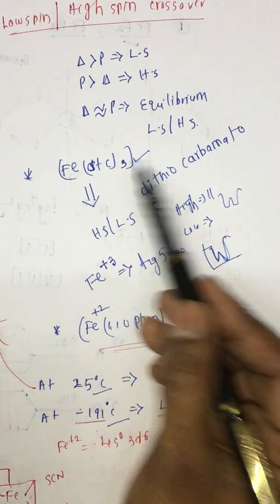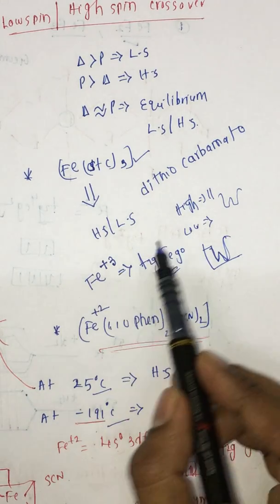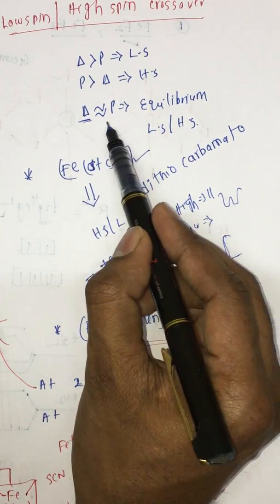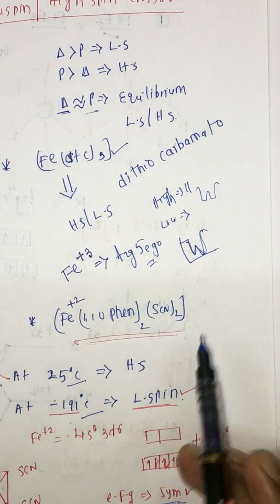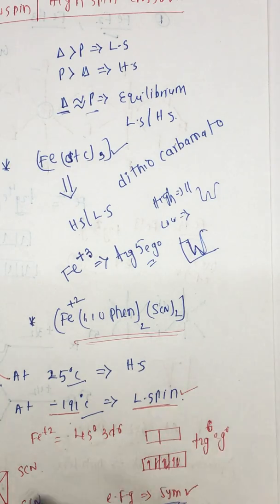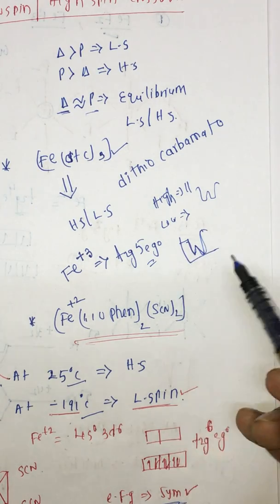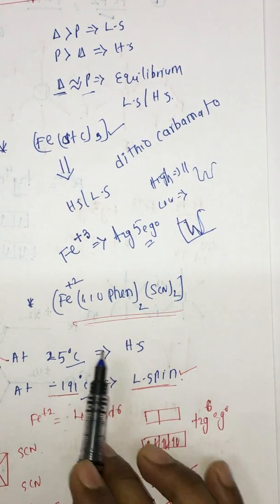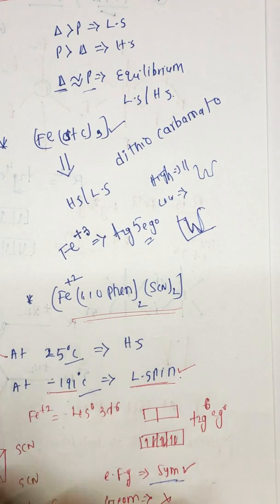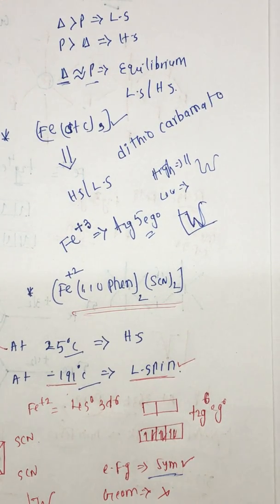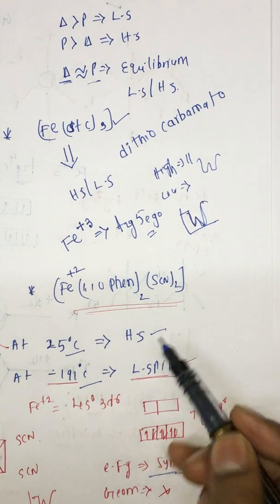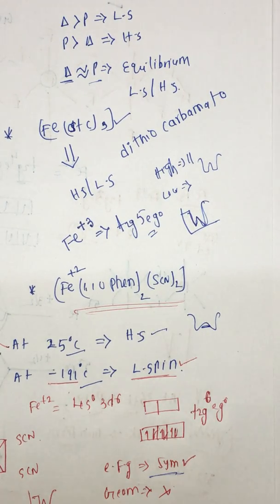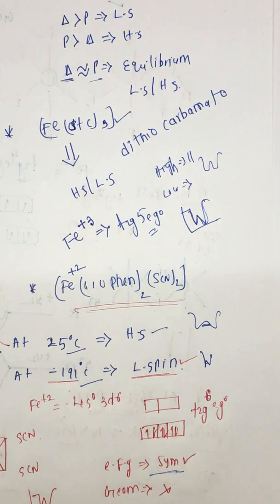So Fe(DTC) thrice, dithiocarbamato, exists as a high spin low spin equilibrium. That means where delta and P are equal. So when it's existing in equilibrium, it will be an average. For an average we will not get a single peak, we will get a double peak. And we have Fe 1,10-phenanthroline and SCN minus. At 25 degrees centigrade it exists as a high spin, and here we will get a larger quadrupole splitting. At minus 191 degrees centigrade it exists as a low spin, we will get a smaller quadrupole splitting.